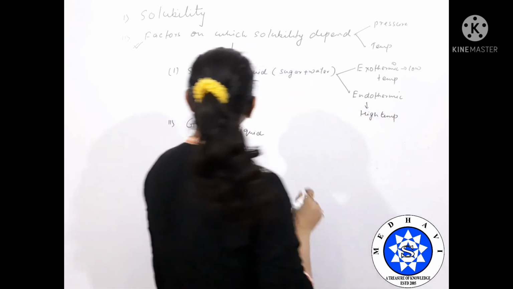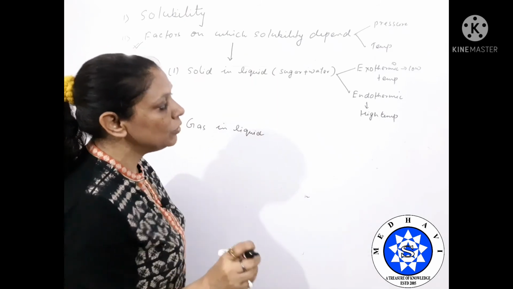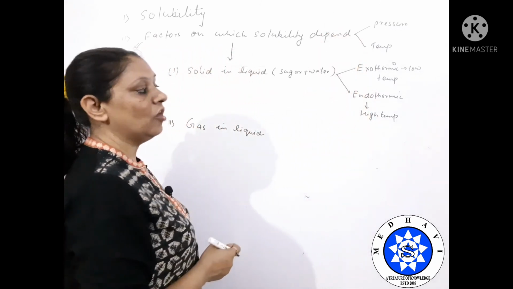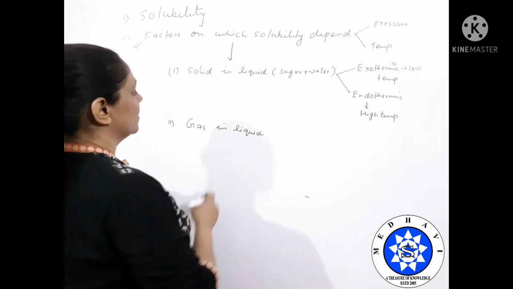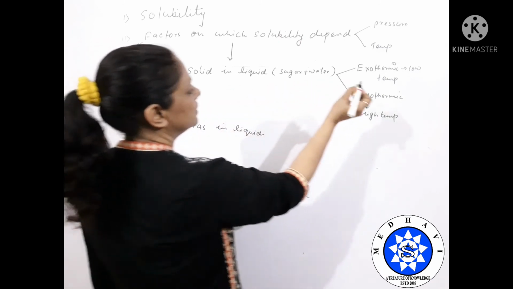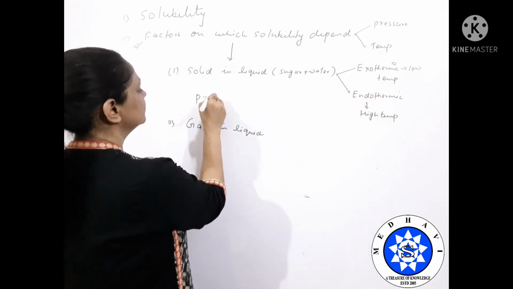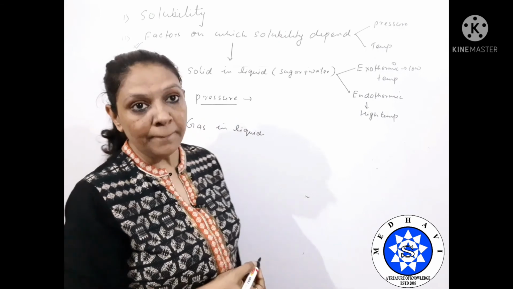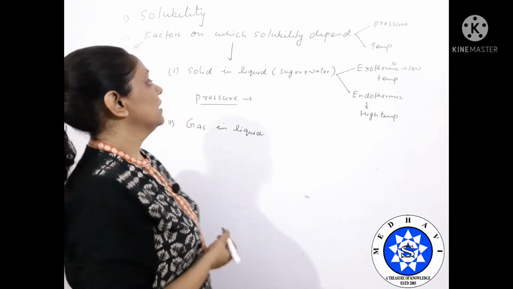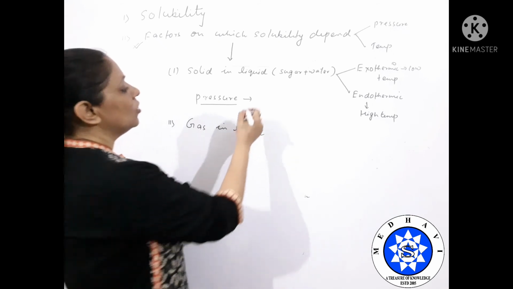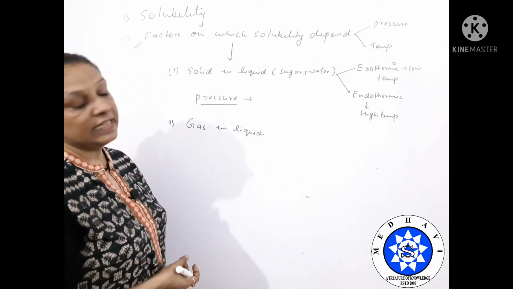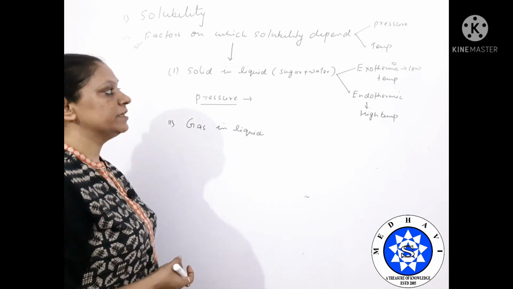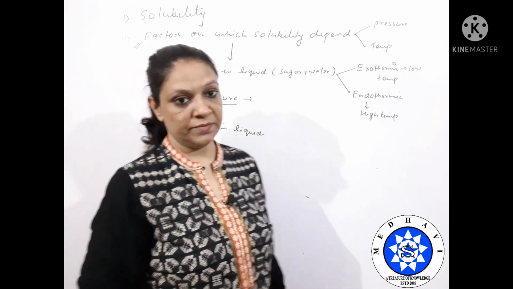So when we are going to discuss solid in liquid solution, we have to know whether we have taken an exothermic solution or an endothermic solution. And the second factor, pressure. As sugar is non-compressible matter, it is a solid, its particles cannot leave their position, they have a fixed size, so pressure is not going to affect the solubility of solid in liquid solution.